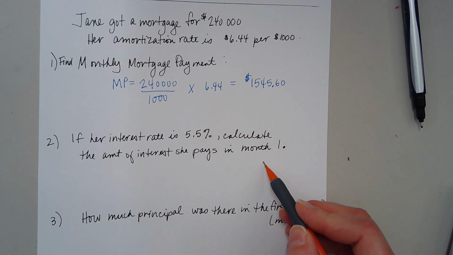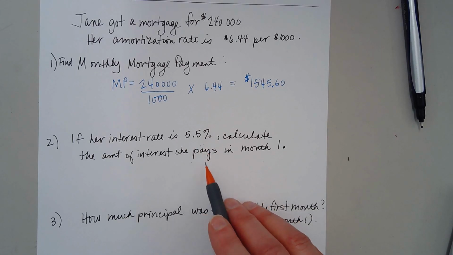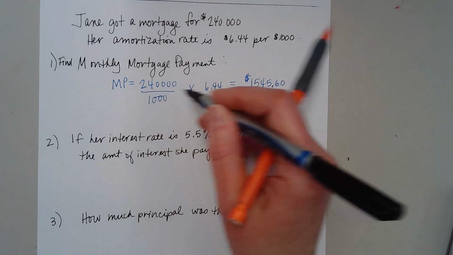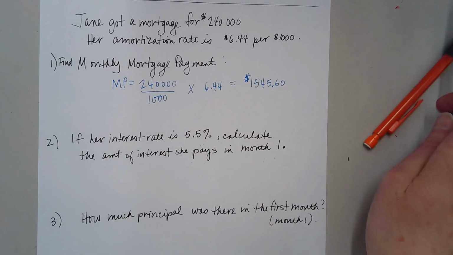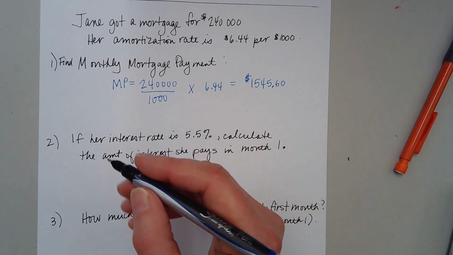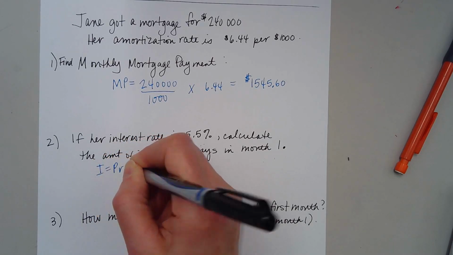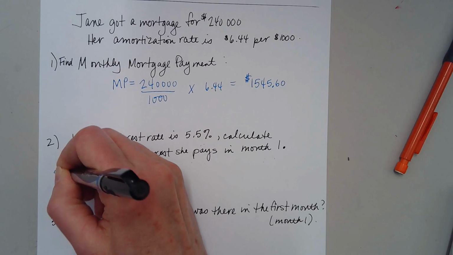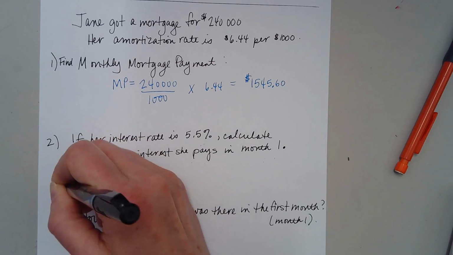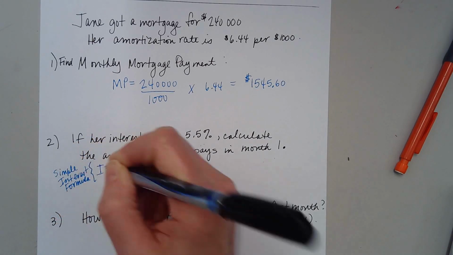Now let's go to the next one. If her interest rate is 5.5%, calculate the amount of interest she pays in the first month. This is my mortgage payment formula. What formula do I need for calculating the first month interest? Interest equals principal times rate times time, right? It's just PRT. This is the simple interest formula that you learned in the grade 11 course. You can give it a name if you want.